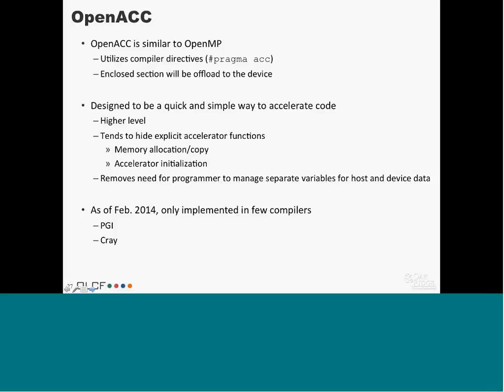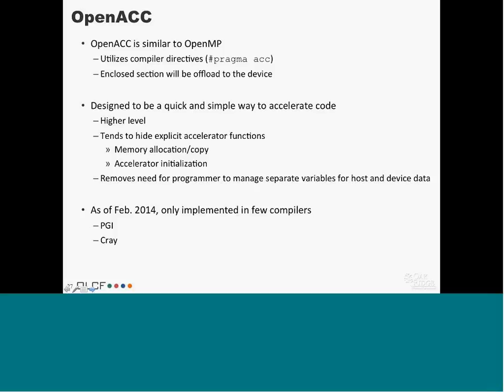So, like I said, it tends to be a higher level kind of acceleration API. You won't have the explicit initialization of the accelerator, allocation, or memory copying. You won't worry about it. You can take your serial code and accelerate it very fast using OpenACC with very little editing of your code. There's no need for the programmer to manage separate variables for the CPU and separate variables for the GPU.